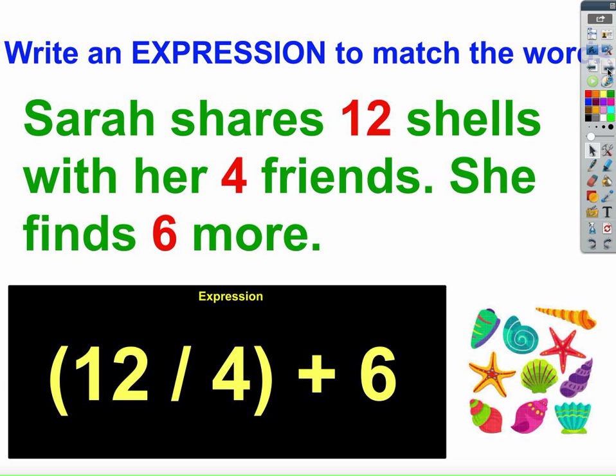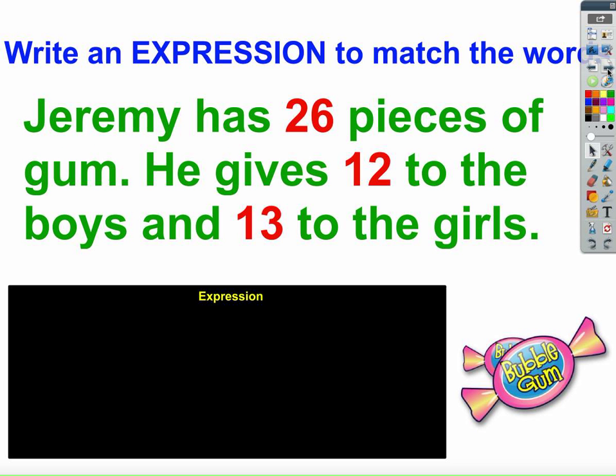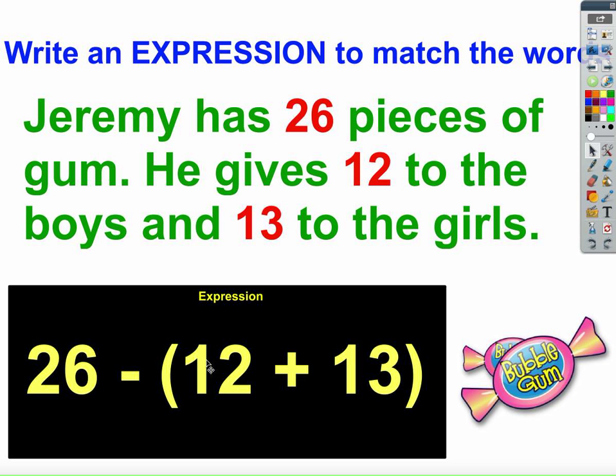All right, let's try another one. Jeremy has 26 pieces of gum. He gives 12 to the boys and 13 to the girls. Okay, so on this one, we start with the 26 pieces of gum. We're going to take away, but first we're going to add these two together to see how many pieces of gum he gave away. So the boys and the girls, if we add those together, then take it away from 26, and that would tell us how many pieces of gum he has left.